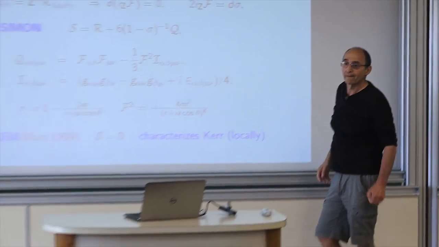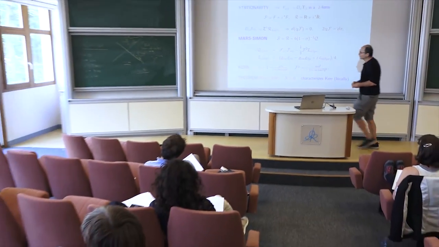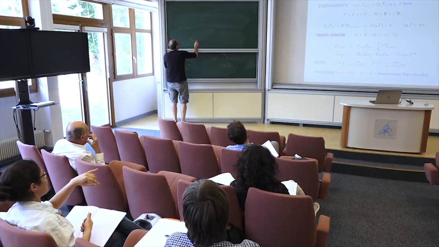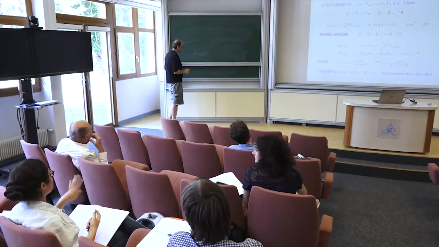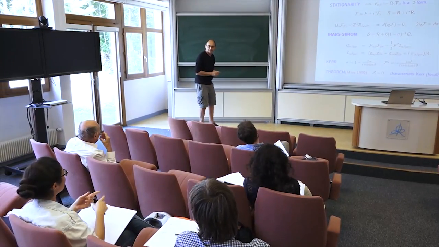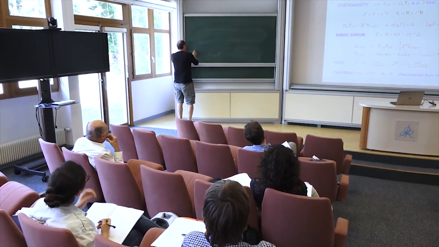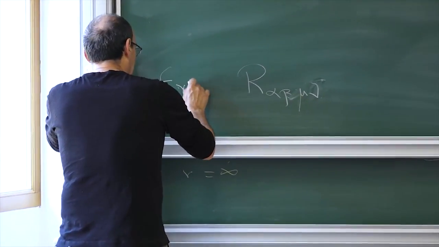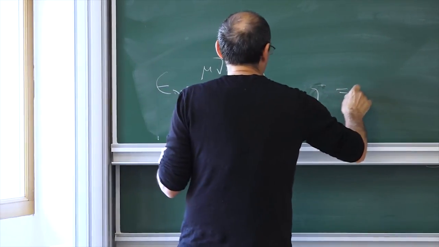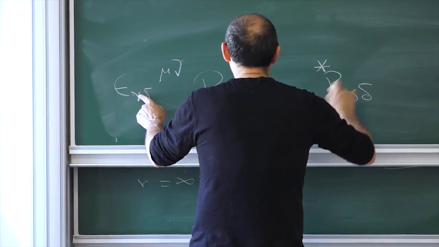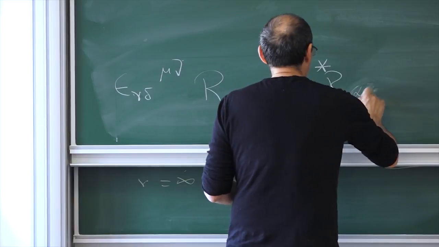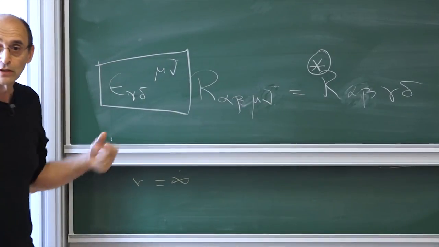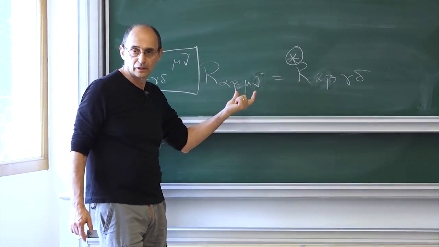Yes? Just one question. The R is the Riemann tensor? Yeah, so R here is the Riemann curvature tensor, exactly. And the Hodge dual of the... How do you define the Hodge dual? The Riemann tensor is a four-tensor, and the Hodge dual is not a scalar. So you define it like this: if I take this to be mu nu, I define it as epsilon gamma delta mu nu times R alpha beta gamma delta, where this is just the volume form in four dimensions. So in other words, I act only on two of the indices, not on all four.